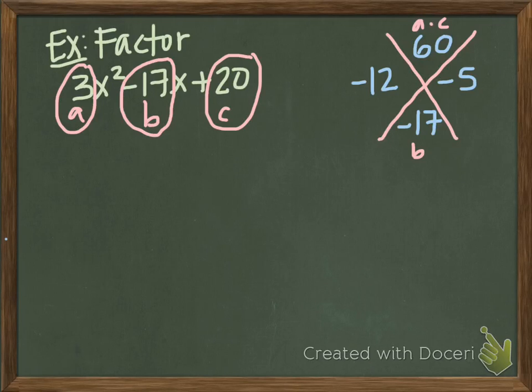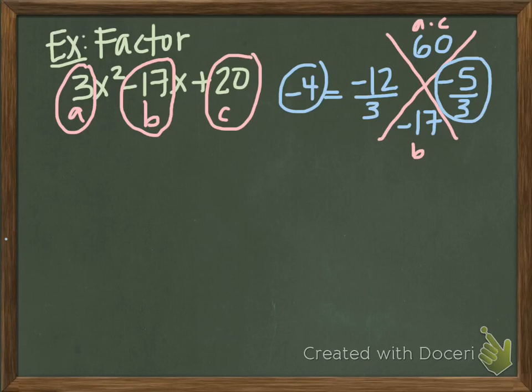Step 5, divide both numbers by A. Our A is 3, so we're going to divide these both by 3 and reduce. Put that in your calculator. Negative 12 divided by 3 reduces to negative 4. Negative 5 divided by 3 stays negative 5 over 3. There are two numbers.